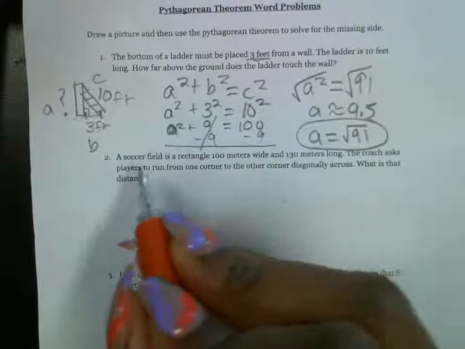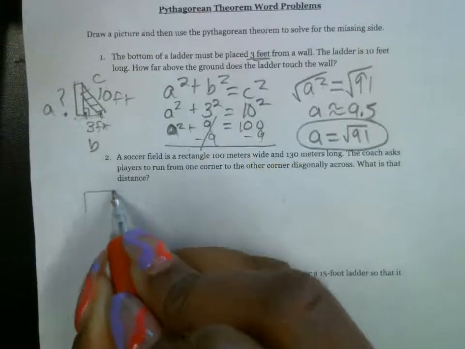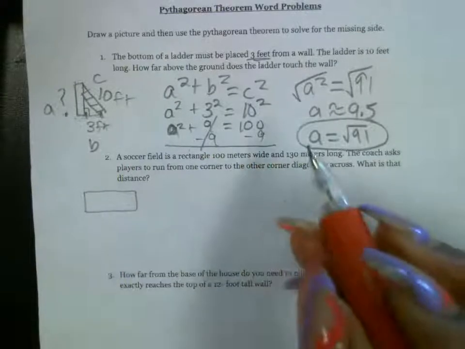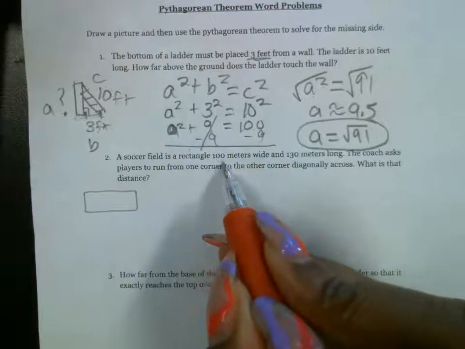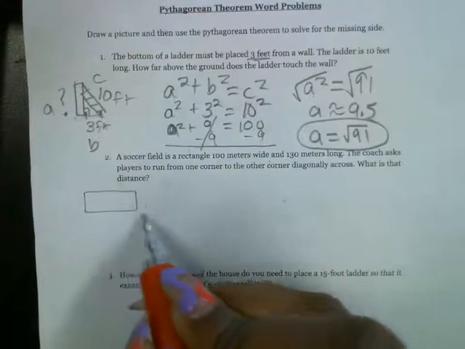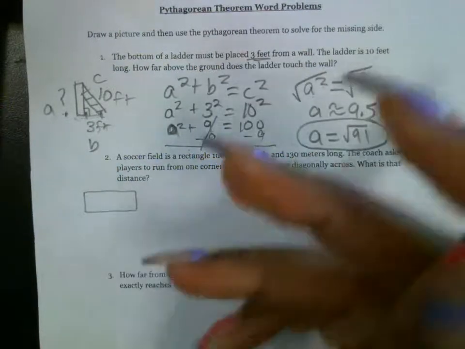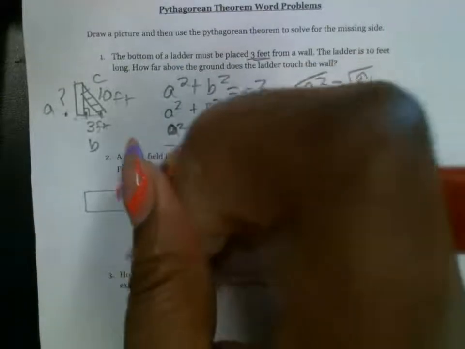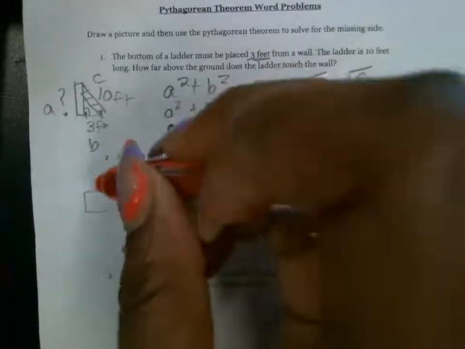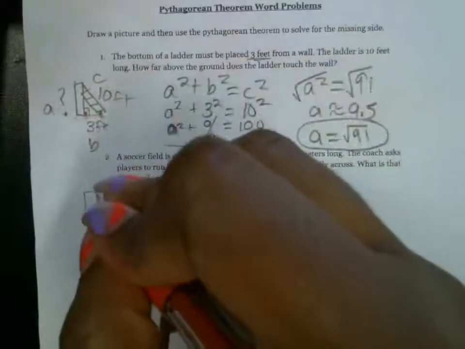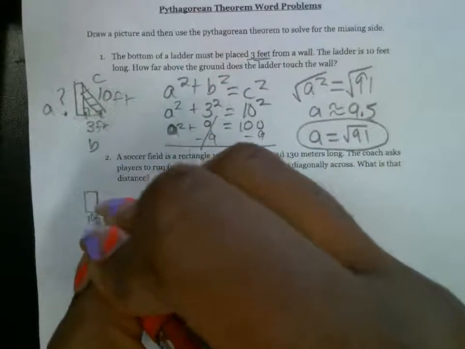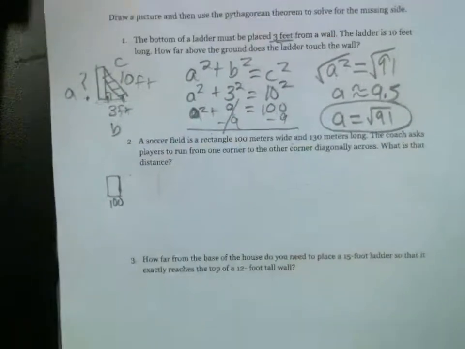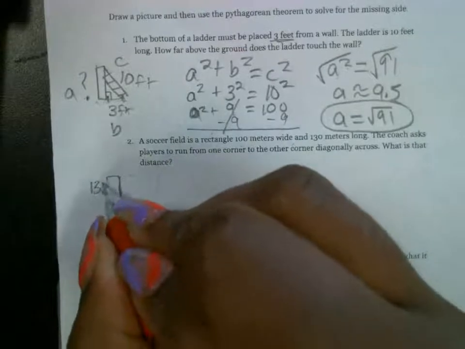A soccer field is a rectangle, and it's telling you that it's a rectangle too. It says the width, how wide it is, the width of it is 100. And I should have drawn a little bit better. This is 100. And how long it is, 130. Okay?